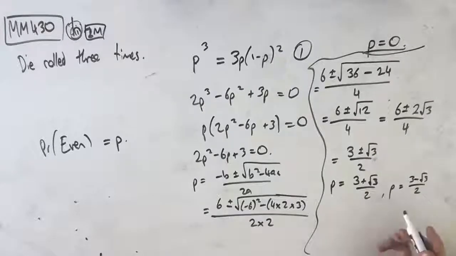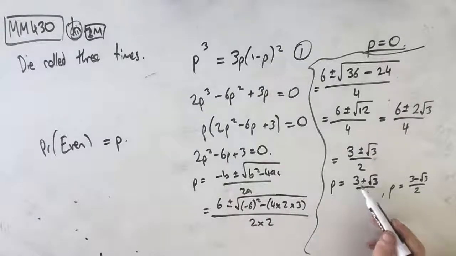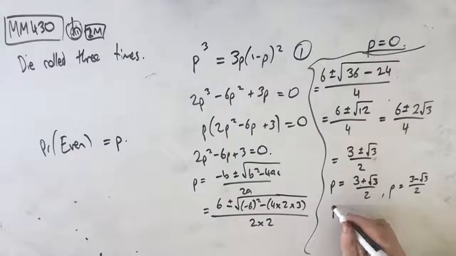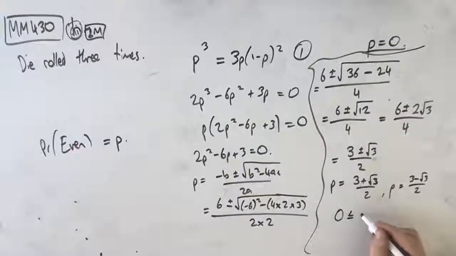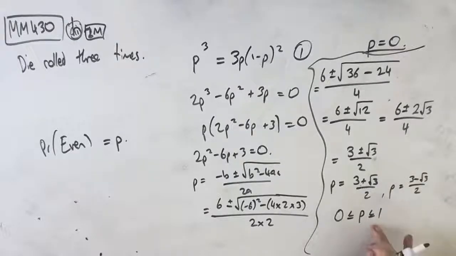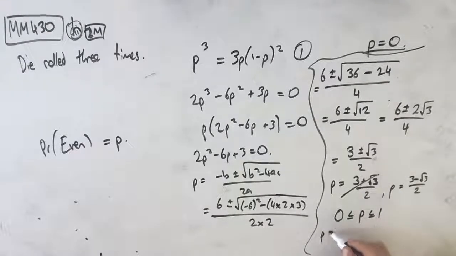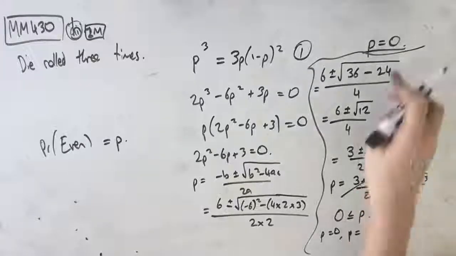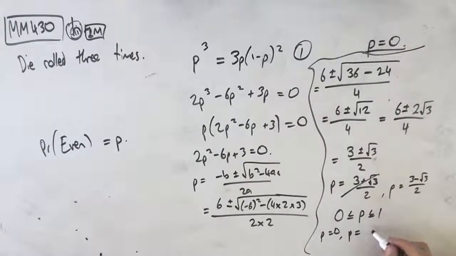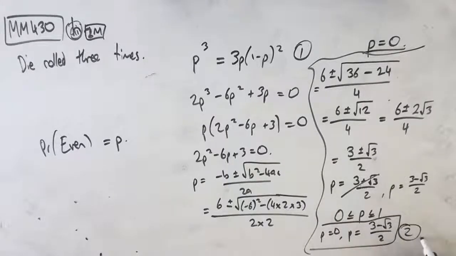Now, the only problem here is that this P value is more than 1. P has to be between 0 and 1, including 0 and including 1, which means that we can't have this value. So therefore P equals 0, because we found out P equals 0 up here, and P equals 3 minus root 3 over 2. That is our final answer for part B, and that's our second mark there.